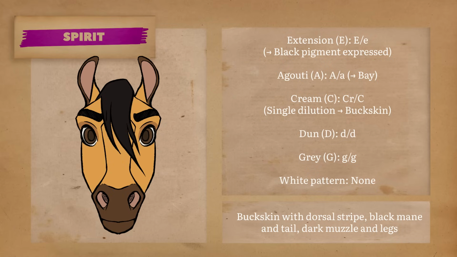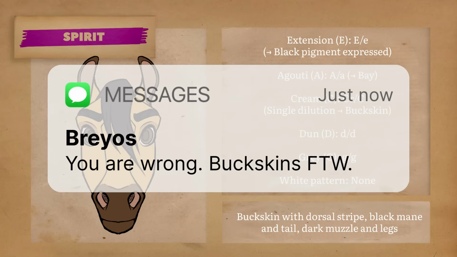Well, actually, I hear someone else say, the real fans know that Spirit is a dunskin and not a buckskin because of the dorsal stripe. Therefore, there must be something wrong with either Esperanza or Strider's genotyping. And to that second person I say, you are wrong.